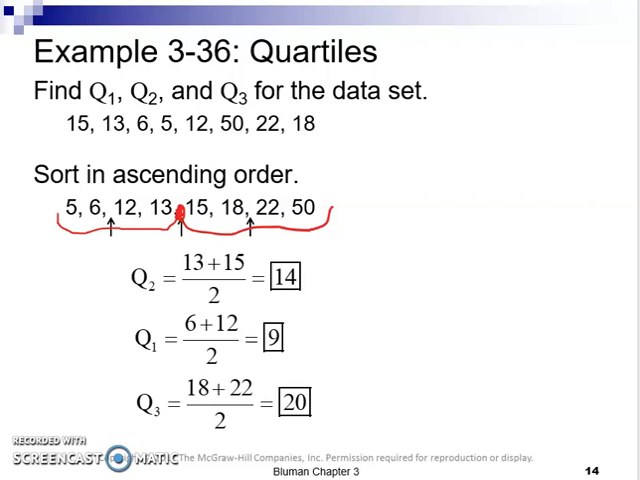That gives us 14. I'm going to call this the median. To find the first quartile, we do the same thing. We're finding the median, or the middle value, for the first half of the data set. So that falls right here between the 6 and the 12. We add those together and divide by 2. So that's quartile 1. And then our third quartile is between 18 and 22. So we add those two together and divide by 2. So our third quartile is 20.